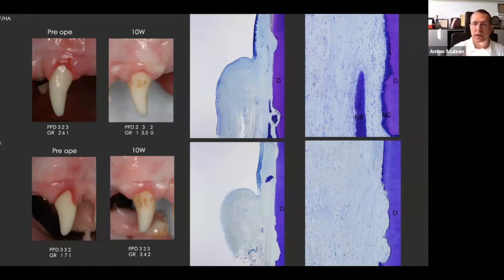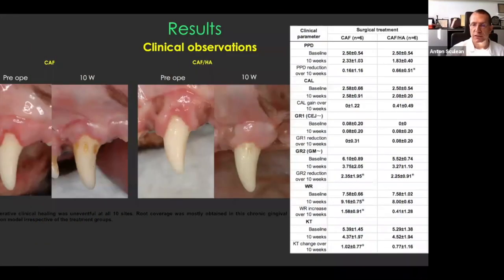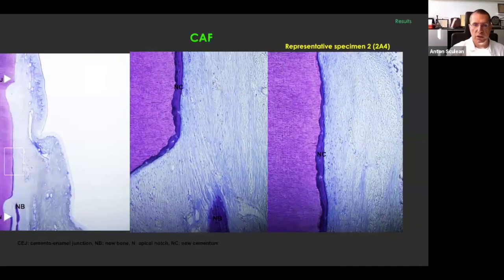And again, if I would look at the clinical measurements, I see that we have, in terms of clinical attachment level, a higher improvement in the test group compared to the control one. And again, I show you some other slides. This is a representative control slide. Please observe some very minute bone formation located in the apical part of the defect.